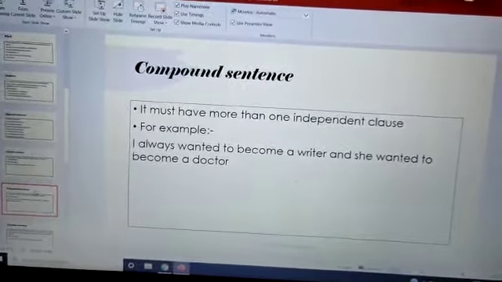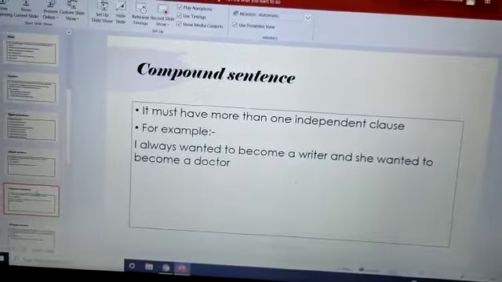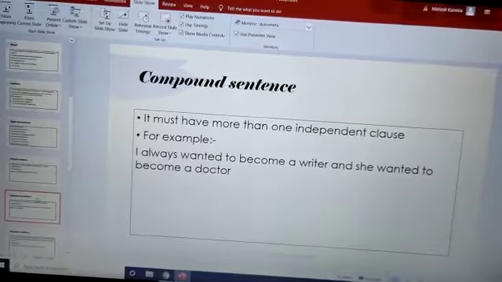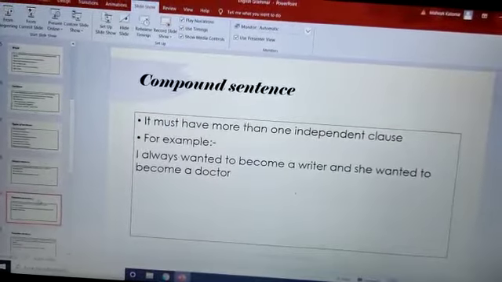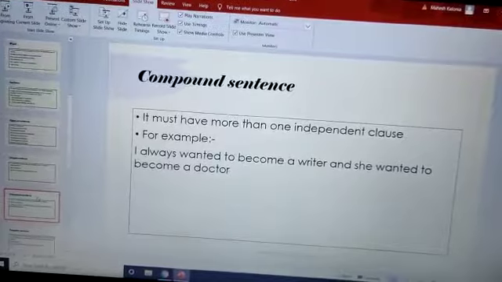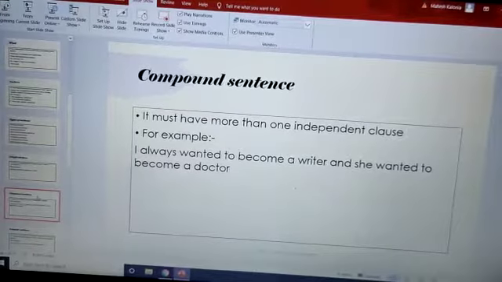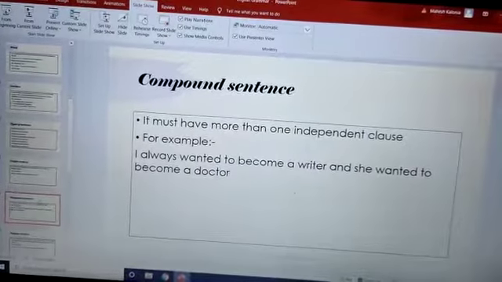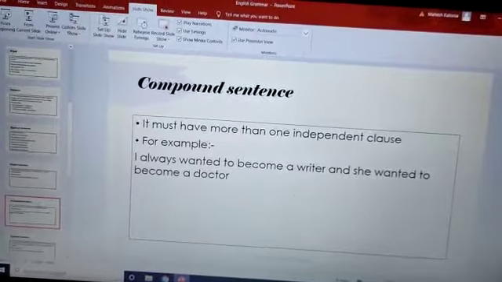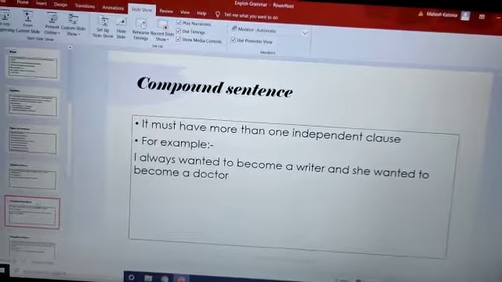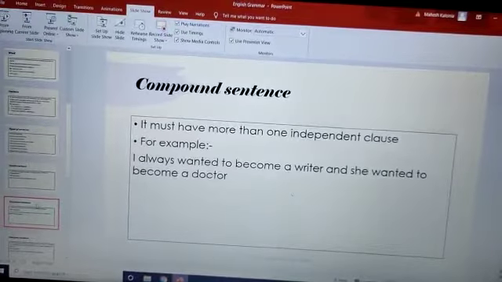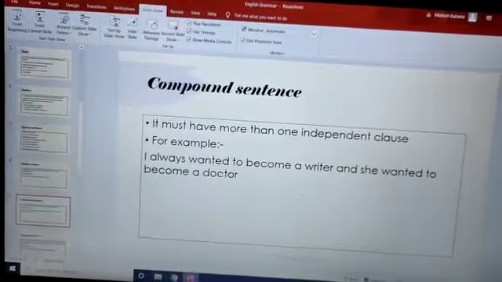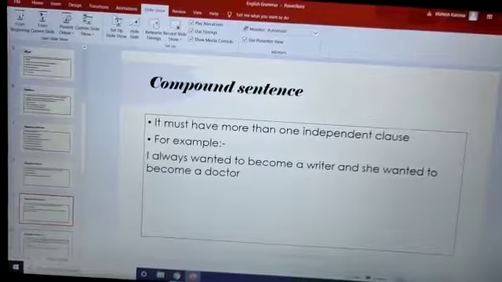So in the previous sentence we saw that it was talking about only I, about myself. Now in this example, if you see, I always wanted to become a writer and she always wanted to become a doctor. So there are two subjects, but both of the sentences are independent. They are not dependent on each other. And these two sentences are being combined by a conjunction, and. So this type of sentence is called a compound sentence.